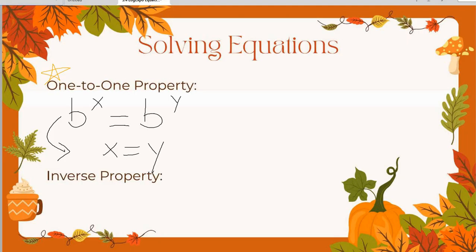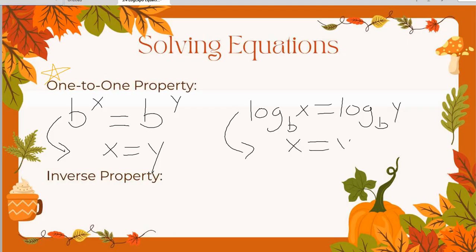Now this also works if I have a logarithm. So if I have log base b of x, and that equals log base b of y, then we also know that our stuff on the inside of our logarithm must also be equal. And like I said, we want to try our one-to-one property first because it's way more straightforward. However, there are going to be some things where we cannot use our one-to-one property.